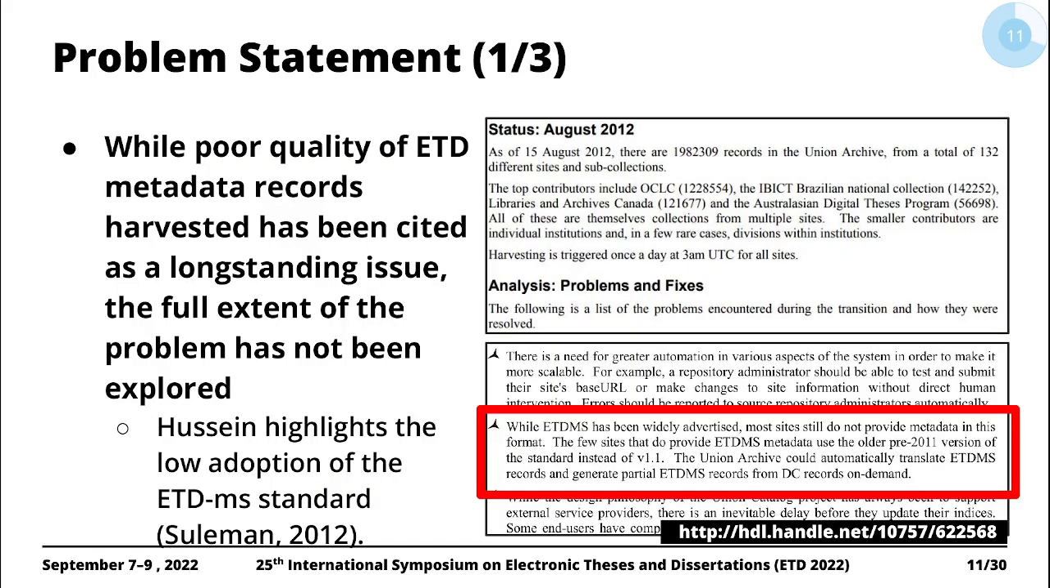Now, it turns out that due to the fact that these records are actually harvested from different sites, there's a long-standing issue associated with the quality of ETD metadata records. So in essence, the quality of ETD metadata records that is harvested by the NDLTD has been cited as being poor or otherwise not very comprehensive. And in fact, other researchers such as Suleiman have highlighted this long-standing issue by explicitly pointing to the fact that there's low adoption of internationally accepted standards or prescribed standards associated with ETD metadata, for instance.